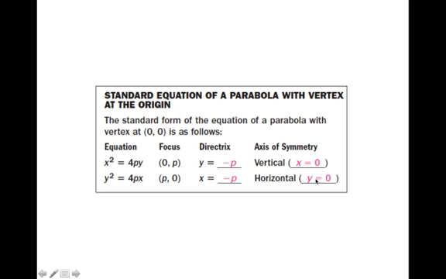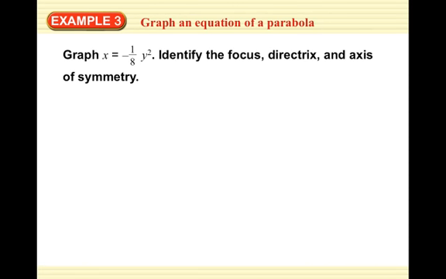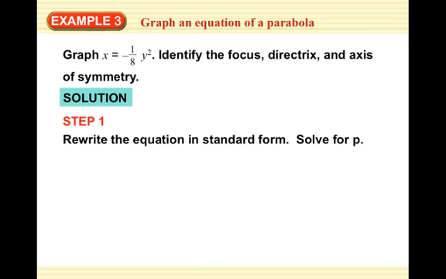Okay, we're going to graph x equals 1/8 y squared, and we're going to identify the focus, directrix, and axis of symmetry. So we want to write it in the correct form. Today, the correct form is going to be y squared equals 4px, or x squared equals 4py. Since we have a y squared in this problem, y squared equals 4px is going to be our standard form. Okay, so we want to isolate y squared.